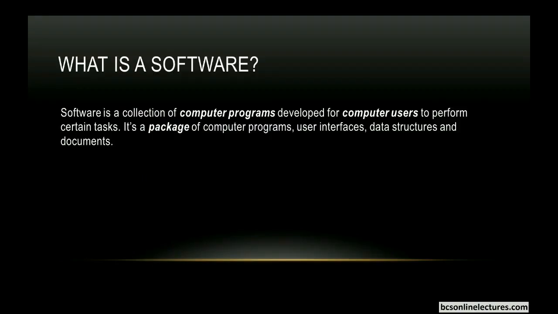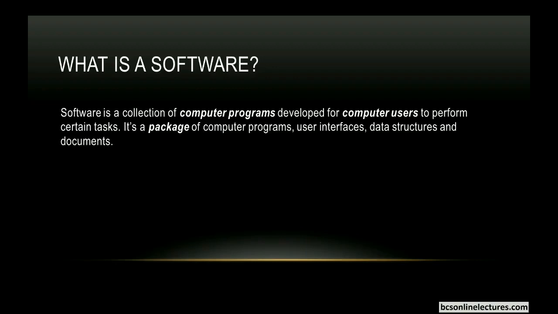Okay, first let's try to understand what software is. According to this definition, software is a collection of computer programs developed for computer users to perform certain tasks. It's a package of computer programs, user interfaces, data structures and documents. If you carefully attend to this definition, software is a collection of computer programs developed for computer users. And it's also a package. This package includes computer programs, user interfaces, data structures or databases, and documents.